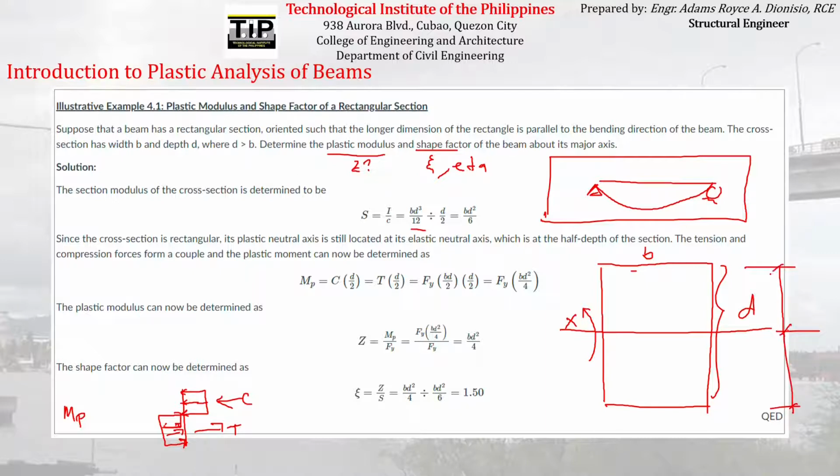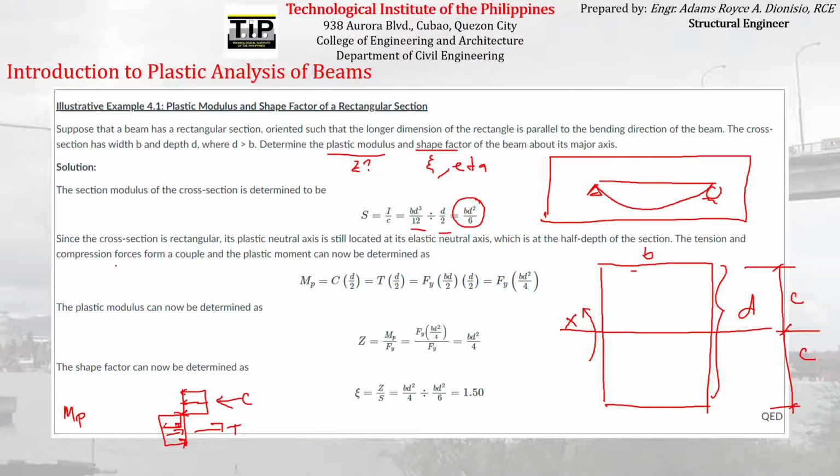Okay? Pero since rectangle lang to, yung c top niya tsaka c bottom, parehas lang naman. Which is just equal to half of the depth, which is equal to d over 2. So divide mo lang yung dalawang yan, simplify, ito makukuha mo. So this is the section modulus of a rectangle, bd squared over 6.